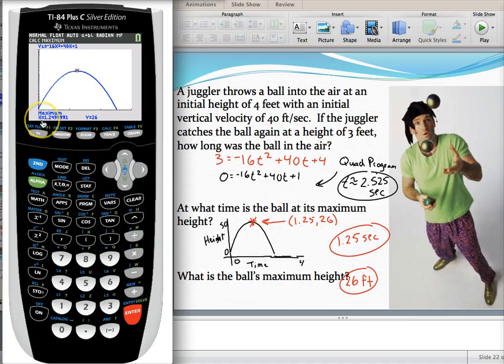Actually, that's my x value. Remember, x is time. So at what time is the ball at its maximum height? That's my x value. It's about 1.25 seconds. Almost half the time, but not quite exactly. And then the actual maximum height of the ball is the y value, which I can see is 26 feet.